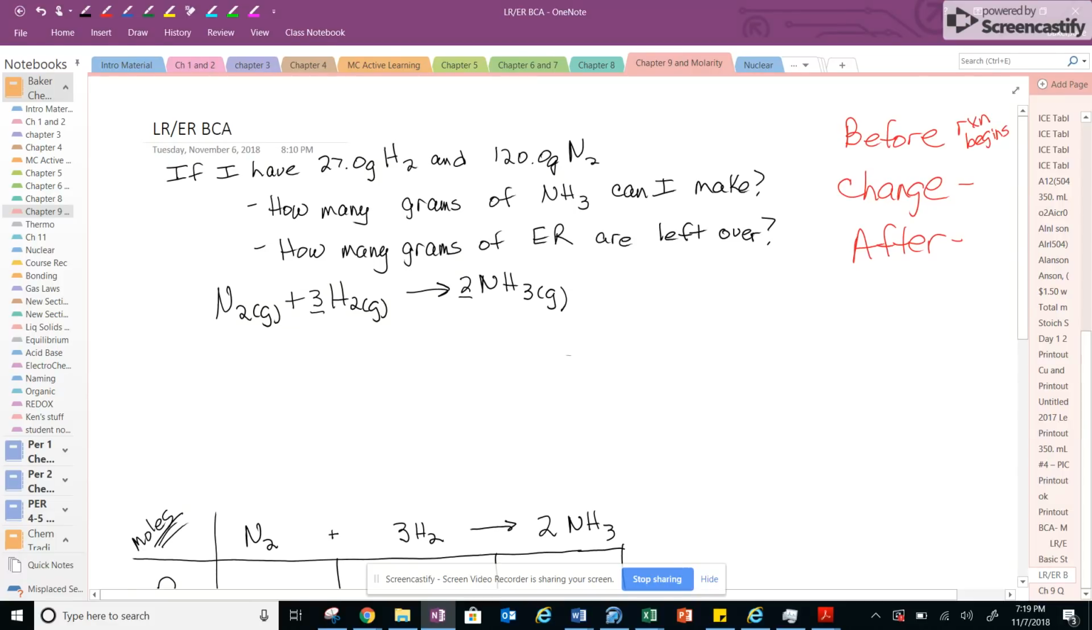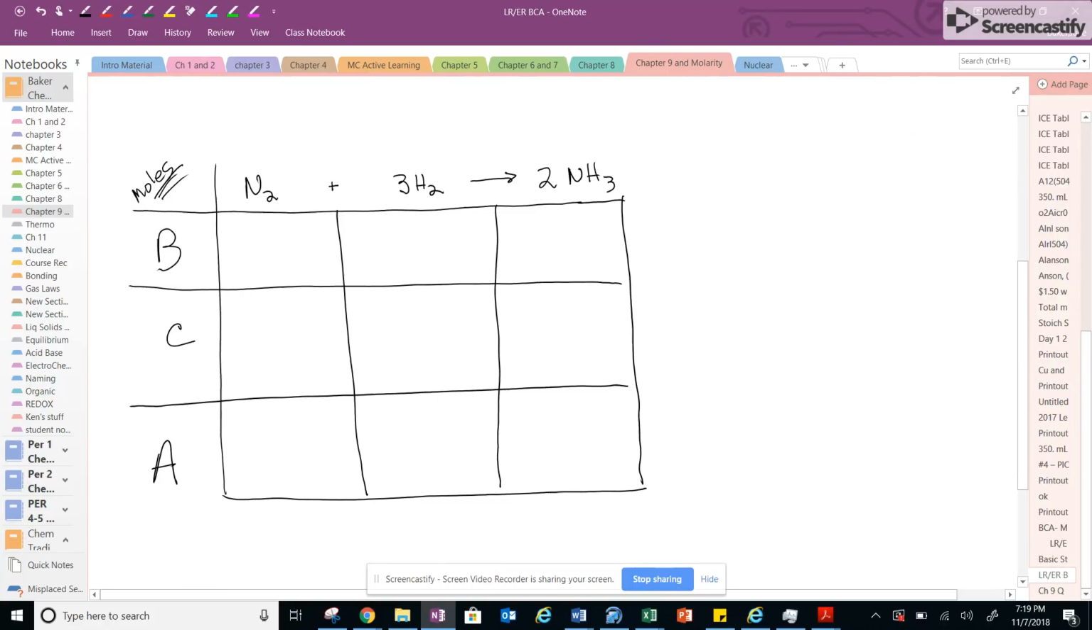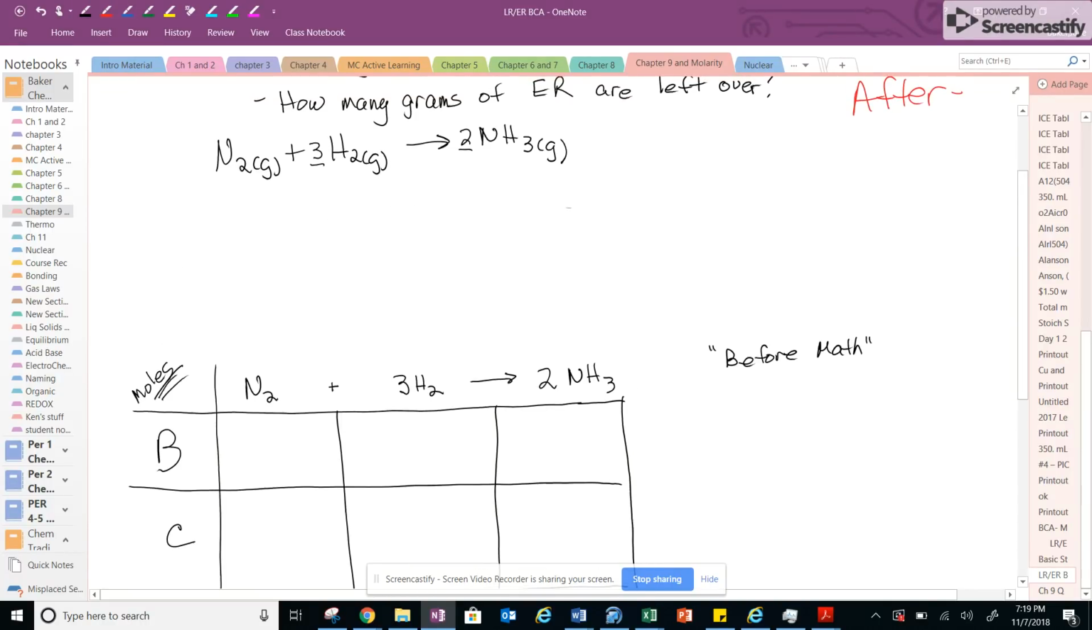All right. So in this problem, I told you how many grams I had before the reaction began. So I'm going to have to do a little math before I can dump those things into the table. To the right of our BCA table is where we're going to be doing any sort of before math that has to happen. So what does it say here?